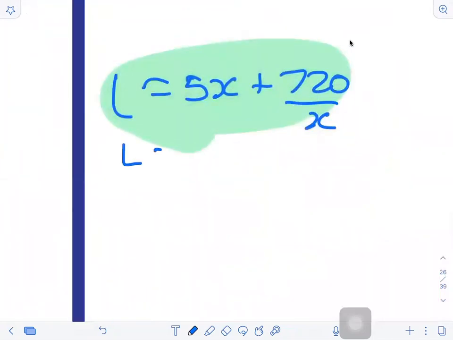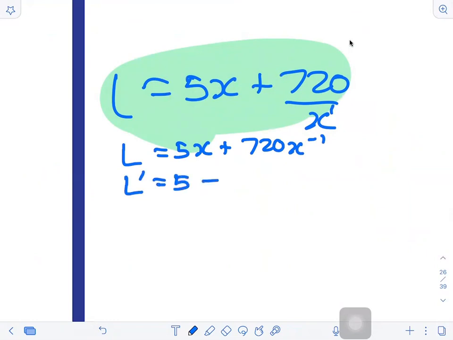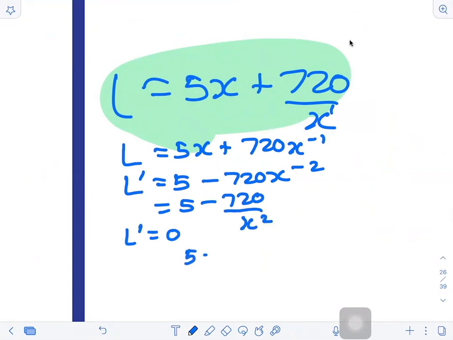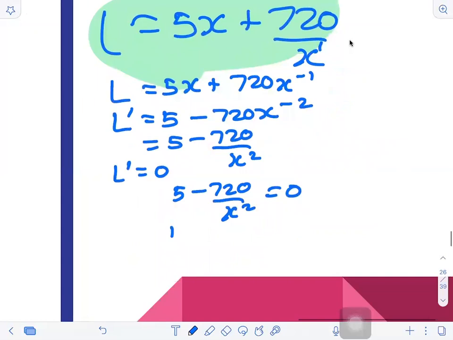Okay, so that's 5x plus 720x to the minus 1, because it's a power of 1. L dash would be 5. Bring the minus 1, minus 720, take 1 away is minus 2, 720 on x squared. Make L dash equal 0. 5 minus 720 on x squared equals 0. 5 equals 720 on x squared.